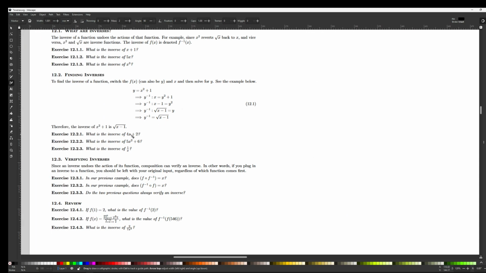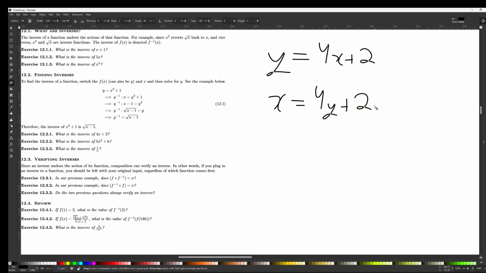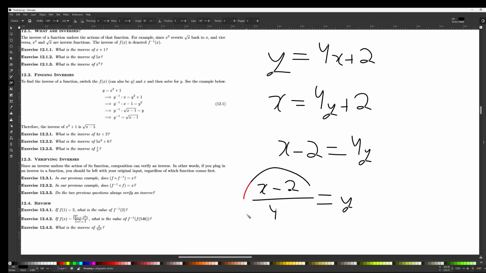Let's apply this algebraic method to some more problems. Okay, so we have y is equal to 4x plus 2. Let's find the inverse by switching the x and the y. So we have x is equal to 4y plus 2. To get y by itself, you have to subtract this constant. So we have x minus 2 is equal to 4y. And now we can divide both sides by 4. I'm going to have x minus 2 divided by 4 is equal to y. So that means our inverse function is x minus 2 divided by 4.